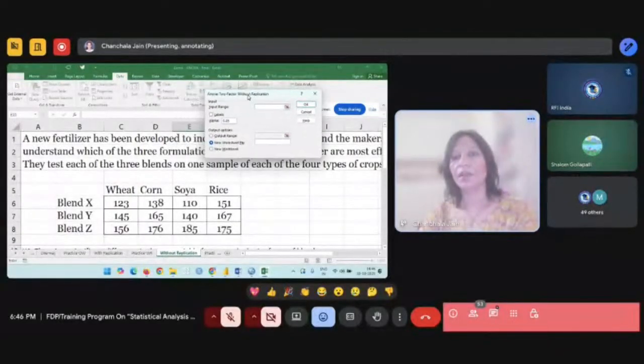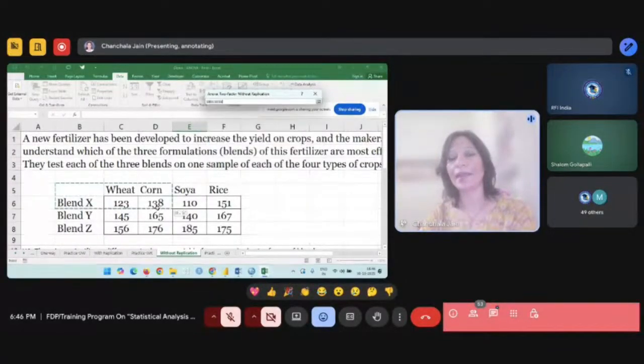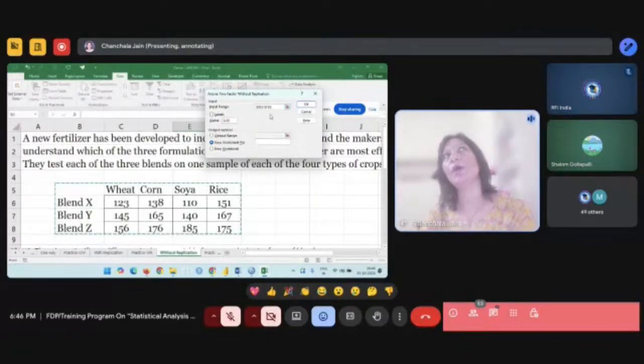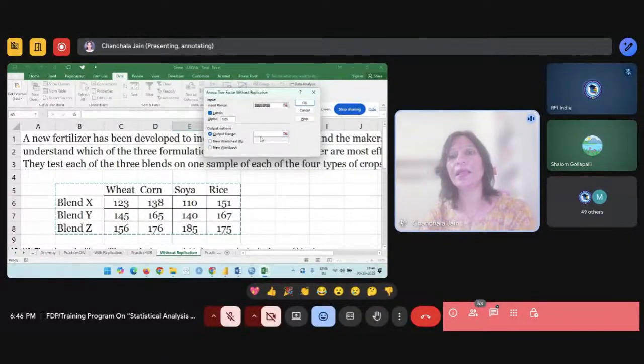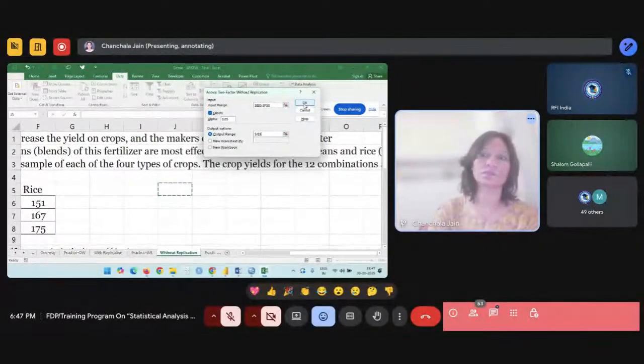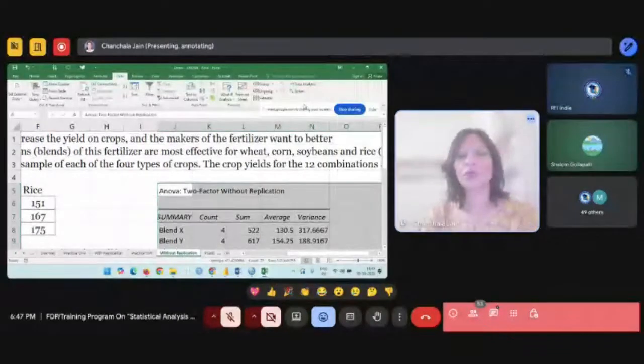Now the box is coming in front of you also. So you need to select the entire set of your data. Range is B5:F8, B to F: B, C, D, E, F. Labels: I select my data including the labels. Alpha, that is level of significance, by default 5%. I'll go with this. And output I'll generate in the same sheet somewhere here. And I'll click on OK. So may I? Yes, ma'am. Got it. You can see we are getting the output.